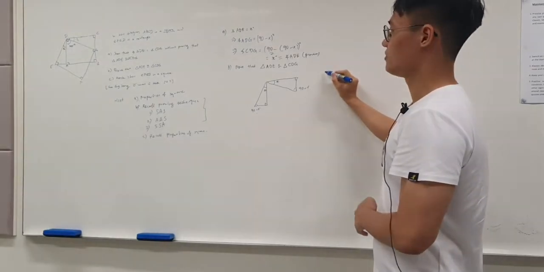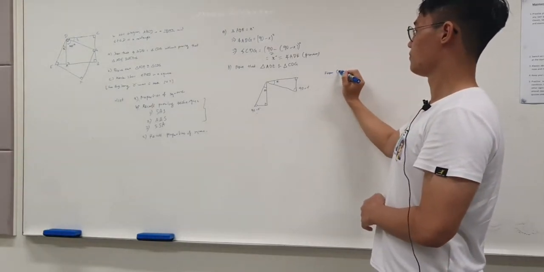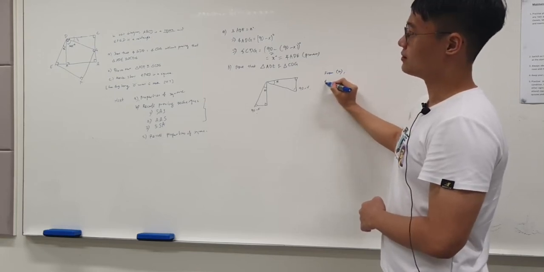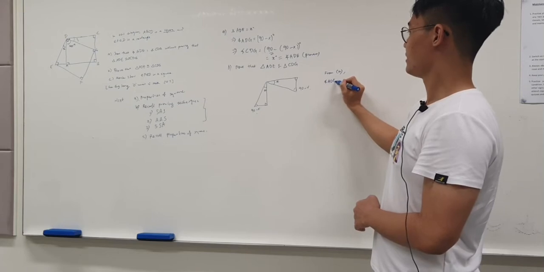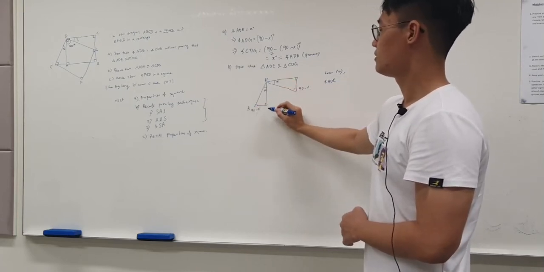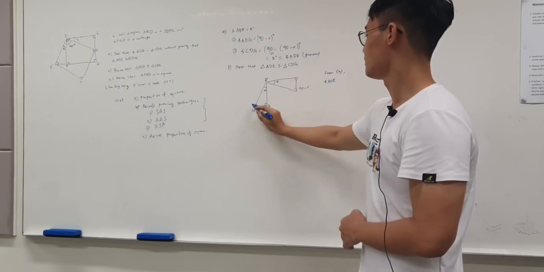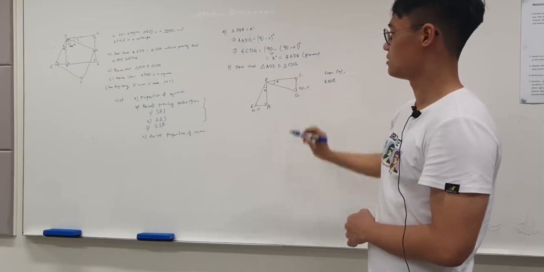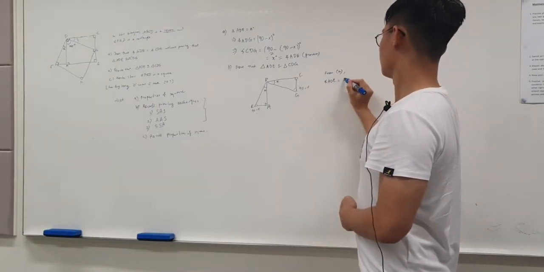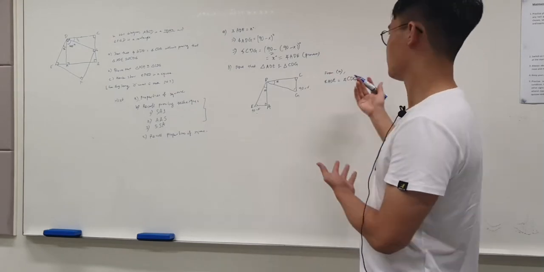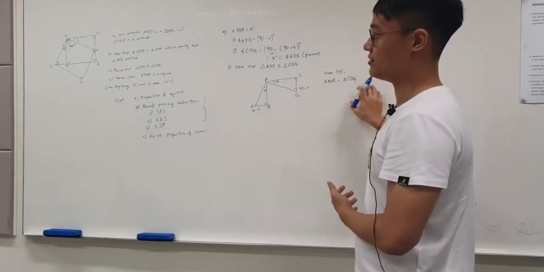So from part A, we know that angle ADE is equal to CDG. That's one thing, from part A. Now, there's one reason. Okay, remember to write the reasons down.